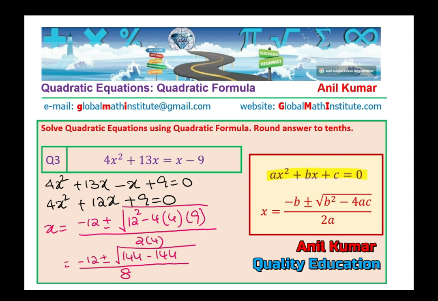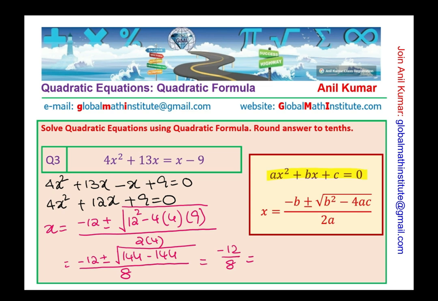Divide by 8. What do you see here? Within the square root, we have 0, right? So basically, the answer now is only minus 12 over 8. Do you see that? Because the radical part is 0. b squared minus 4ac this time is 0, right? So what we land up here is that b squared minus 4ac equals 0.